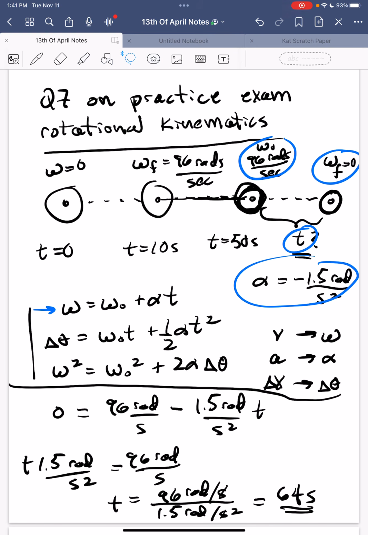So I hope this was helpful. It's just an example of how to apply the kinematic equations in rotational space.